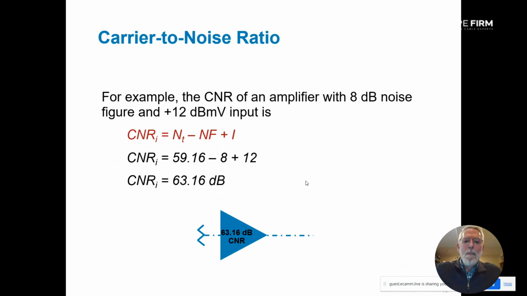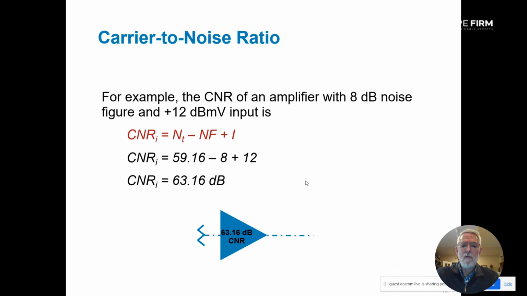Okay. So let's take our standalone pretend amplifier, a real world one, and let's say that the amplifier has 8 dB of noise figure. We've got a 0 dB pad and a 0 dB equalizer plugged in, 12 dBmV input. What's the carrier to noise ratio of this amplifier by itself? So we've got that 59.16 dBmV, and remember we took the minus sign off just for this formula. Minus 8, that's the noise figure, plus 12, that's the RF input level, gives us a standalone carrier to noise ratio of a little over 63 dB. So 63.16 dB is our carrier to noise ratio of one amplifier.